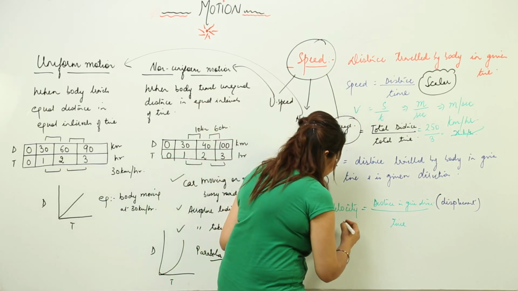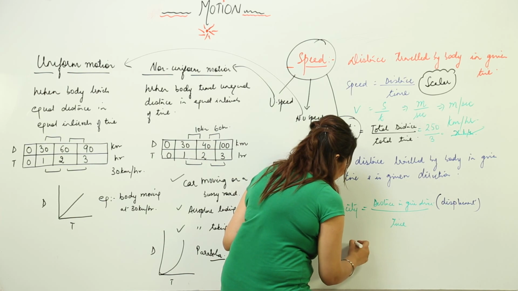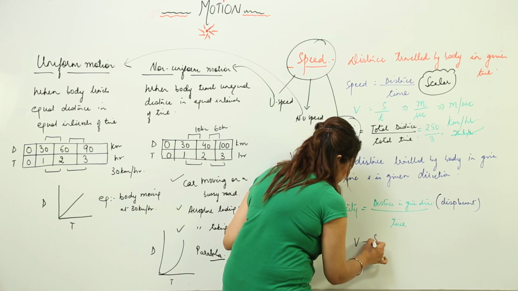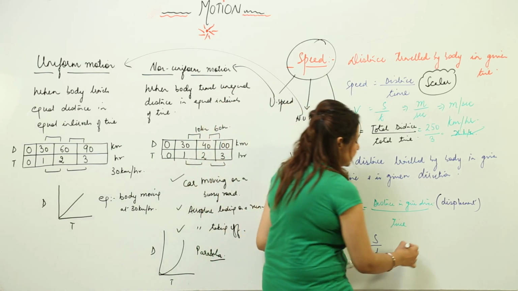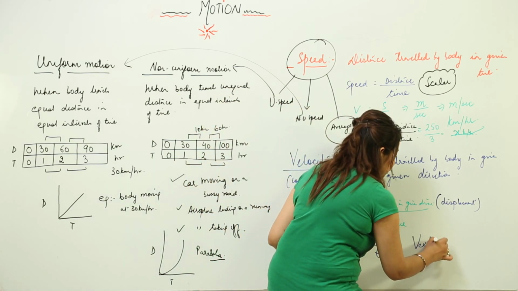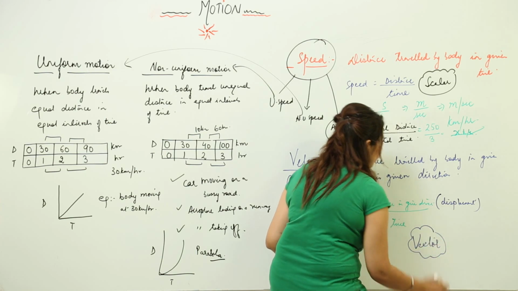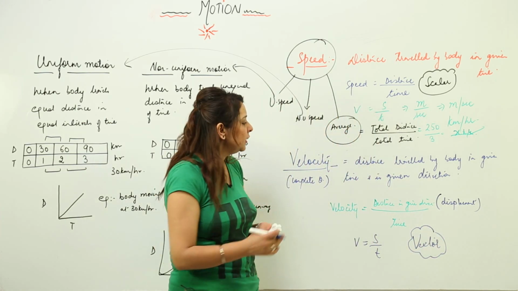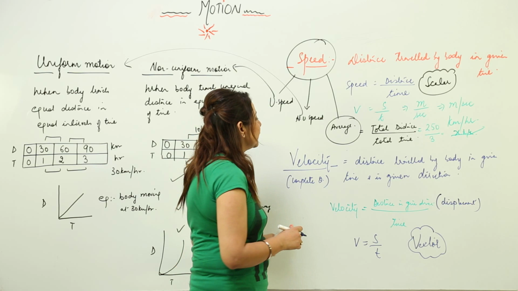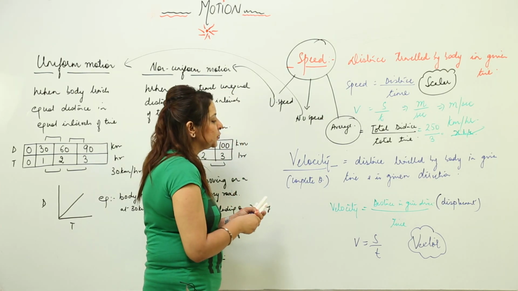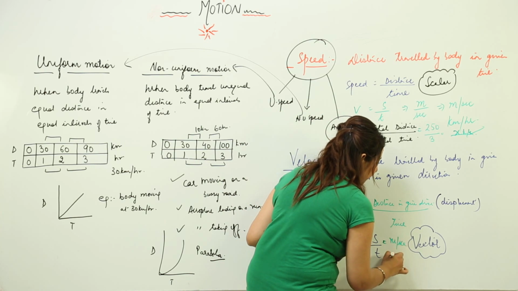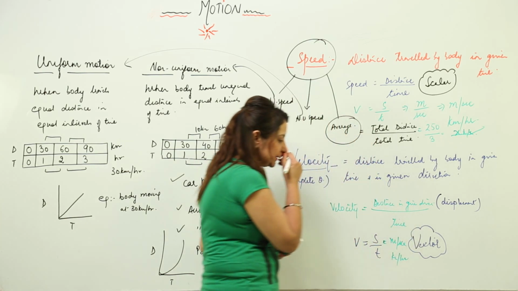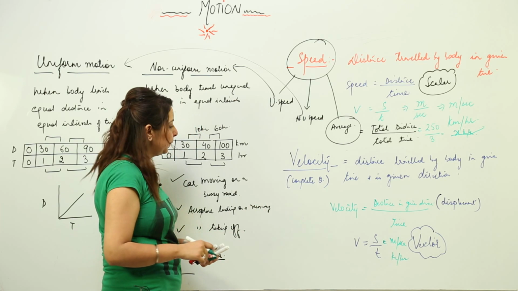If we talk about the symbols, velocity is denoted by v, displacement is s, and time is t. As it depends upon displacement, it gives a particular direction, so it is a vector quantity because it specifies magnitude as well as direction. Now if we talk about its unit, it has the same units as speed: meter per second and kilometer per hour.